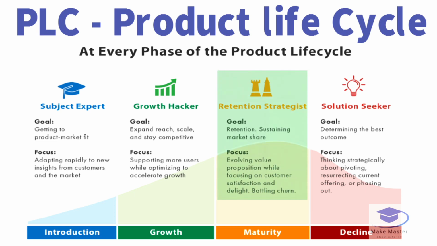We are moving to the third phase, which is the maturity phase. Here we need to have retention strategies. Our goal here is retention, sustaining market share. What we need to focus on here is evolving the value proposition while focusing on customer satisfaction and delighting the customer, battling the churn. About the last phase, which is the declining phase, here we can also call it the solution seeker. Our goal is determining the best outcome. What we need to focus on here is thinking strategically about pivoting, resurrecting the current offering or phasing out.